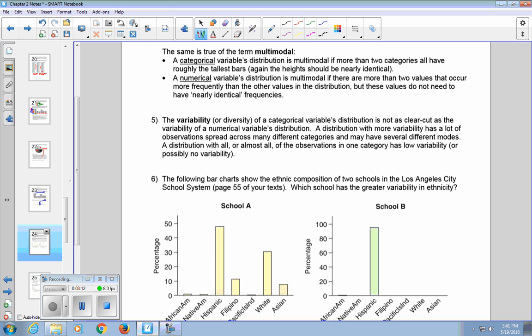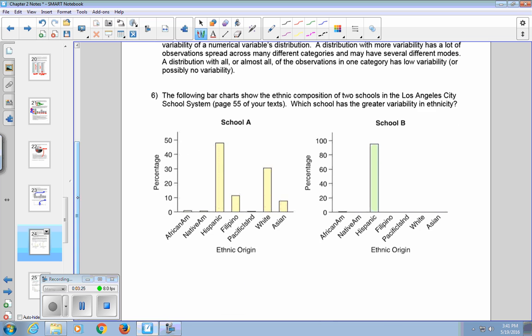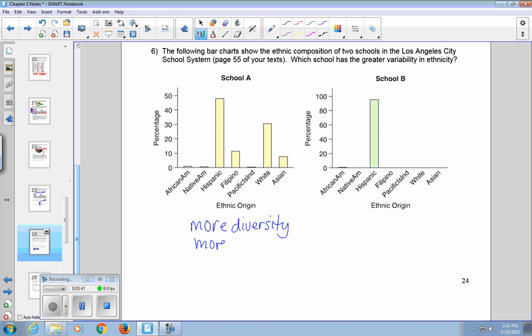So the following bar charts show the ethnic composition of two schools in the Los Angeles City school system. And you can see these bar charts on page 55 of your text. Question is, which school has a greater variability in ethnicity? So if you want to press pause and give this some thought, you can. But it turns out that the bar chart on the left shows more diversity. And that's because there's more variability. Another way to think of this is it has observations in more than 4 categories.